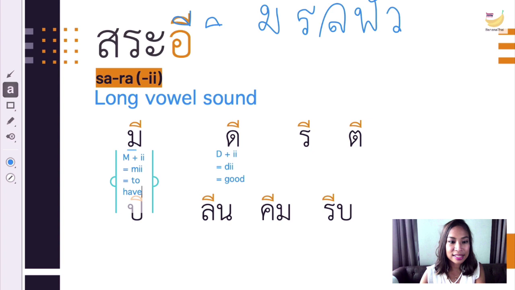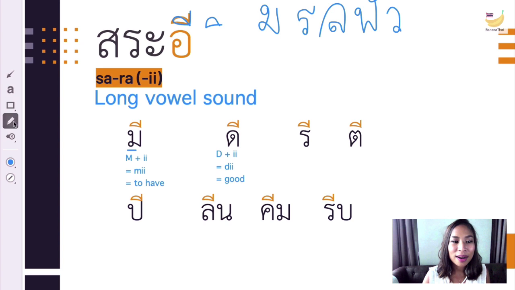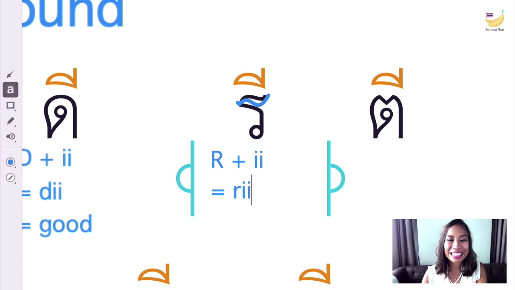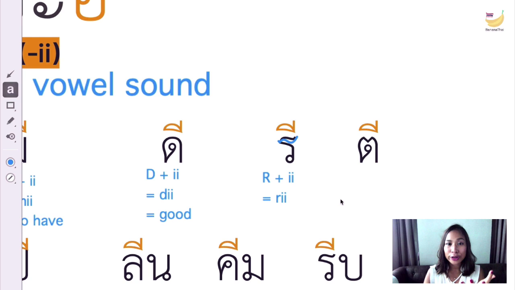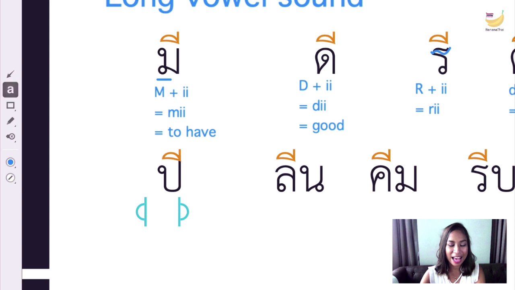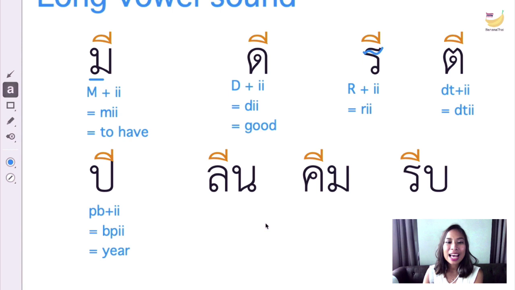Next one ค่ะ, you see this part? If you see this part, it's the rolling tongue, รอเรือ, ใช่ไหมคะ? And then ii. So together it's rii. Rii means oval shape, but I'm not going to focus on reading first. Next one, ka. From the middle class consonant, ตอเต่า ใช่ไหมคะ? Plus the ii. So together it's tii. Next one, ka. ปอปลา, ป plus the ii. So together it's ปี, and ปี is important. ปี means year, นะคะ.